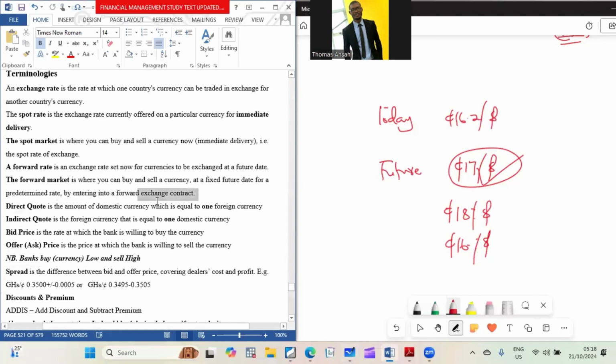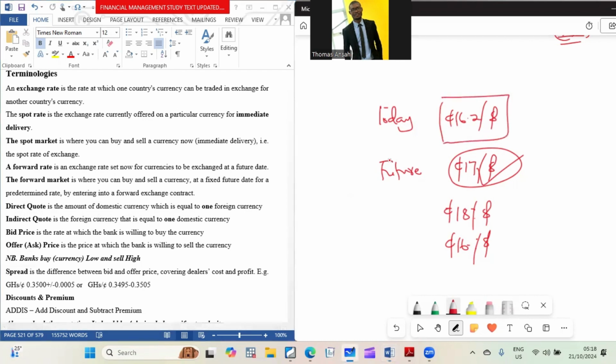Then we have a direct quotation of a currency. So these ones that I've done, I am a Ghanaian. So how much of my home currency is equal to one foreign currency is what we call a direct quotation. But how much of a foreign currency is equal to one of my home currency is called indirect.